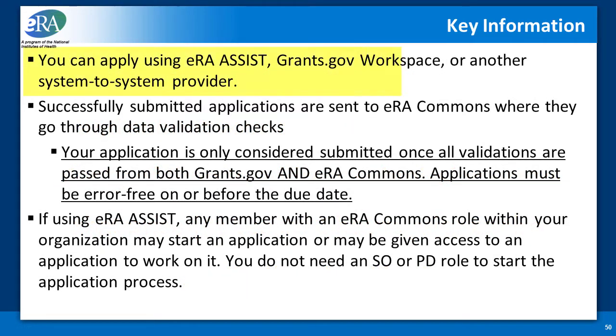You do not need to apply using ERA's Assist. You can apply using grants.gov Workspace, or any other system-to-system provider. Any submitted application sent through grants.gov Workspace will then be sent to ERA Commons, where they then go through additional data validations.